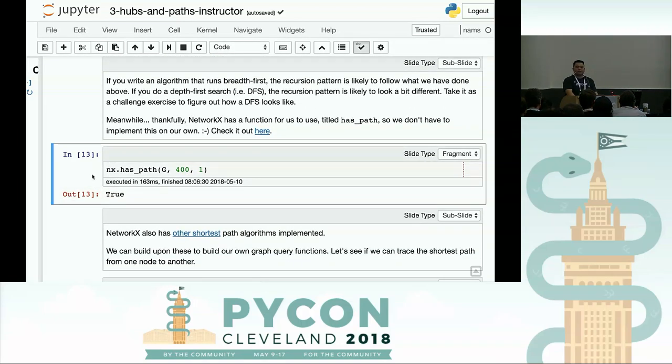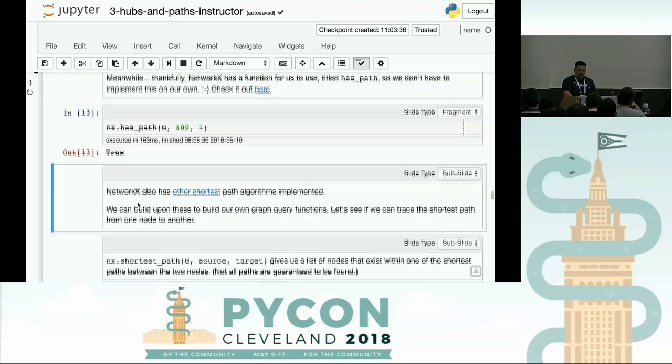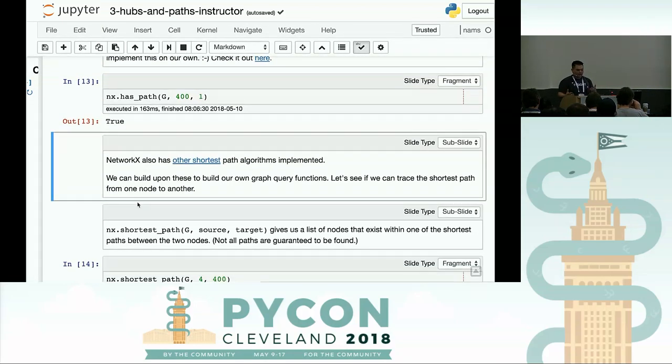Now, I made you spend 7.5 minutes of your life implementing an algorithm that already exists. Of course, we know it's for educational purposes. You can actually do the has_path function call from NetworkX, and it will tell you whether a path exists between two nodes or not. All right. So unless you're trying to learn about the wheel, don't reinvent the wheel. Use whatever wheel people have built. There are other shortest path algorithms that have been implemented in NetworkX. Go take a look at them. They're a lot of fun to use.